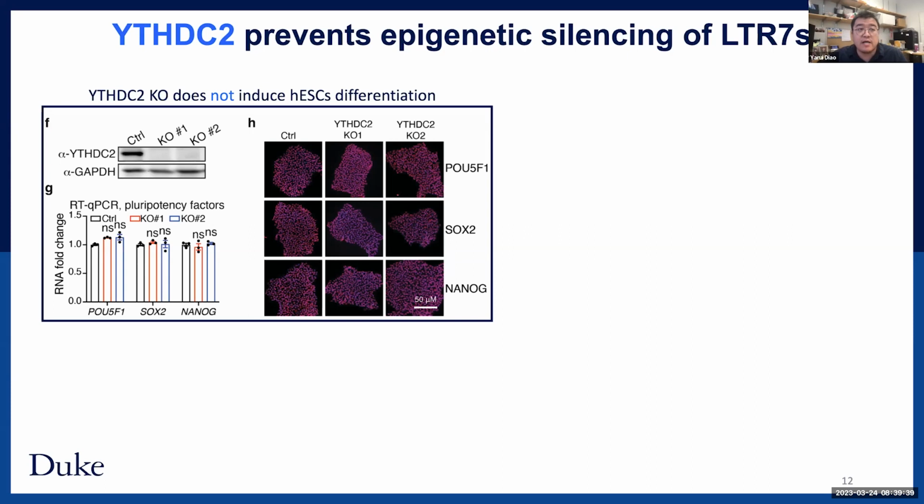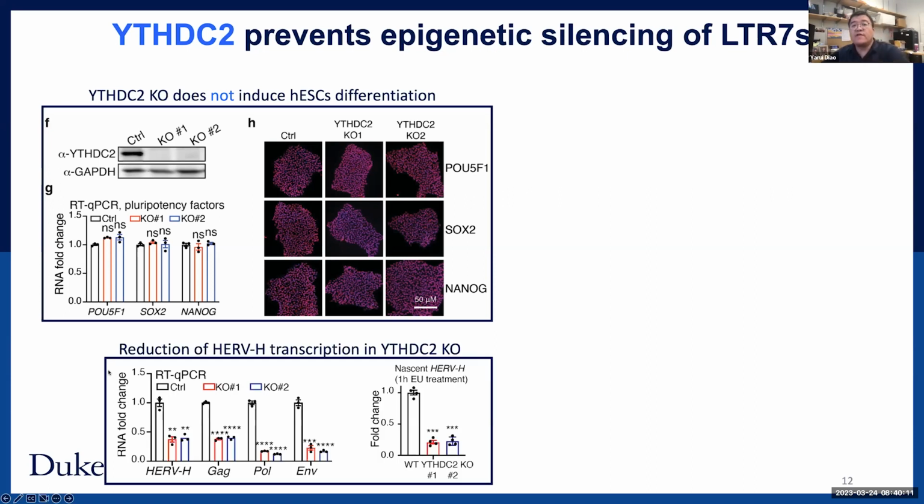I think this is important because I mentioned that the activity of LTR7 and HERV-H is highly specific for human ES cells. If knocking out YTHDC2 had induced human ES cell differentiation, then it would be very challenging for us to study the regulation of YTHDC2 on LTR7 HERV-H. So the good news is that we can knock out YTHDC2 without affecting pluripotency maintenance in the self-renewing culture medium. But interestingly, when we look at the expression of HERV-H and HERV-H related viral genes, we found that depletion of YTHDC2 leads to downregulation of HERV-H transcripts.